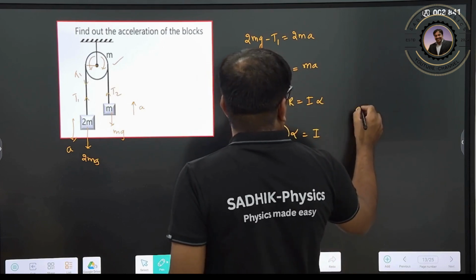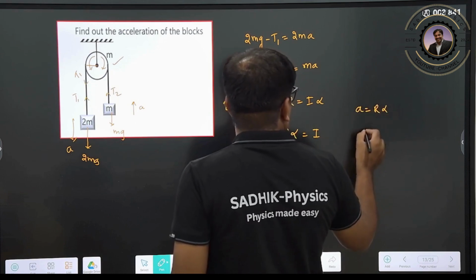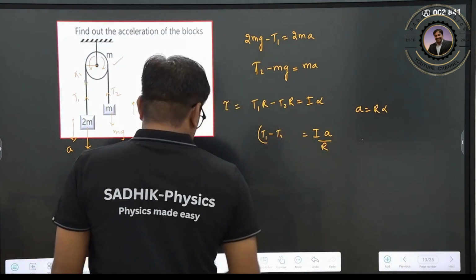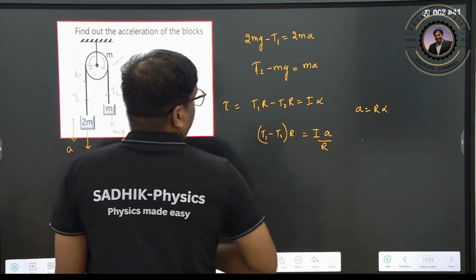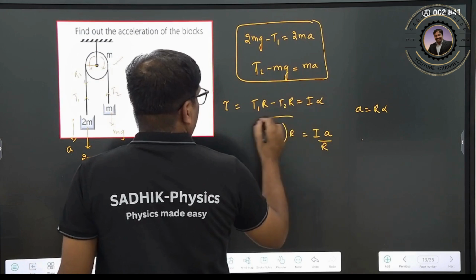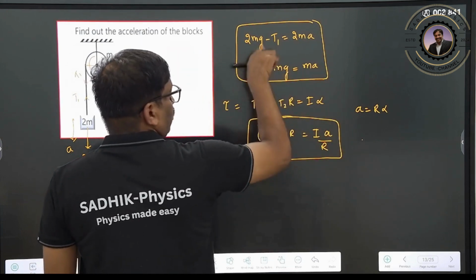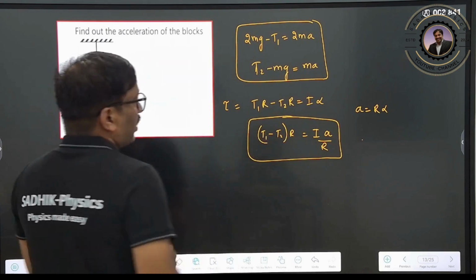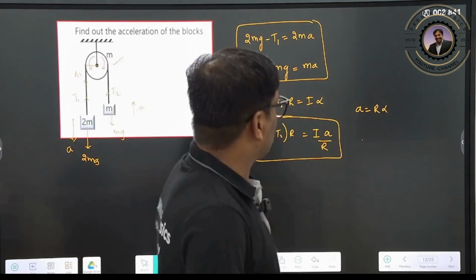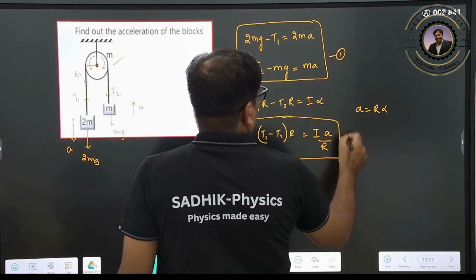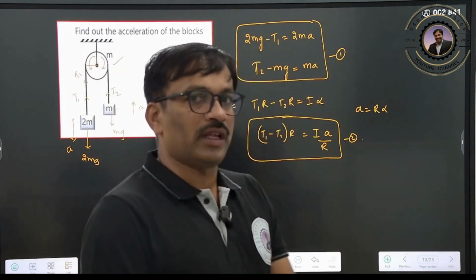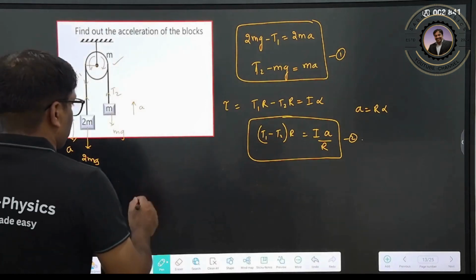Alpha is, we can write A is equal to R alpha. Therefore alpha is equal to A by R. Sorry, here this is R, we have to write it. So we know these equations, therefore we can calculate T1 minus T2, then you can eliminate and solve for acceleration. Clear? So you can solve these three equations, but I will give one simple trick for this, very easily you can calculate it. So first, what is the trick here?